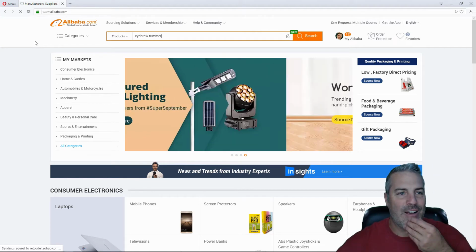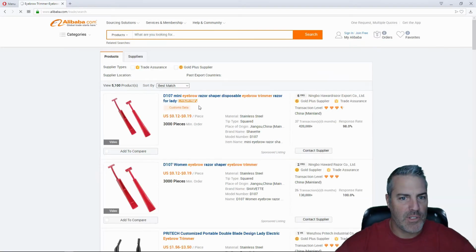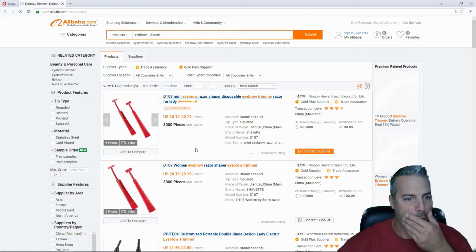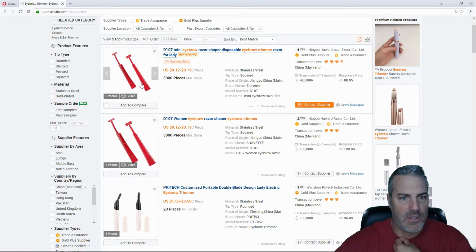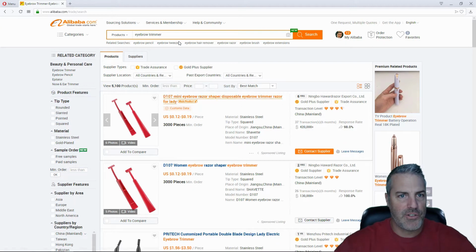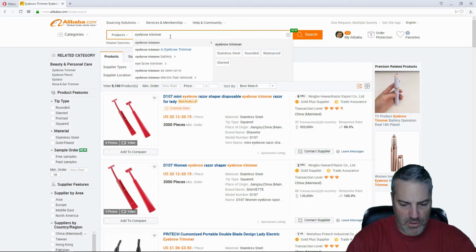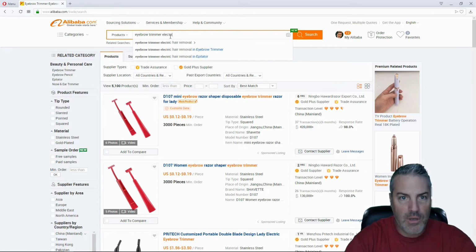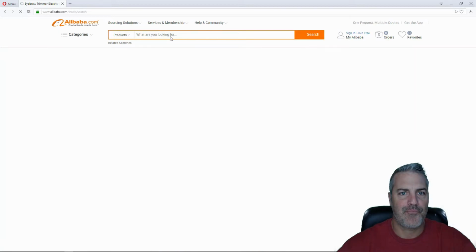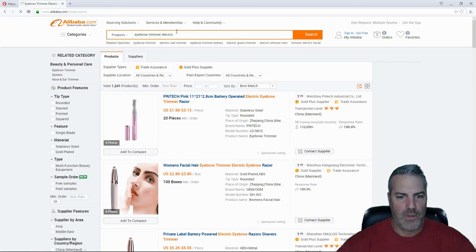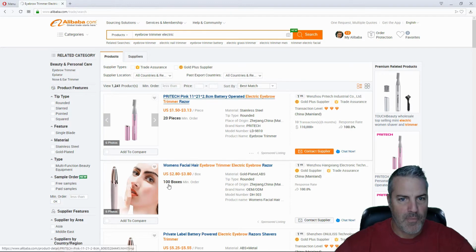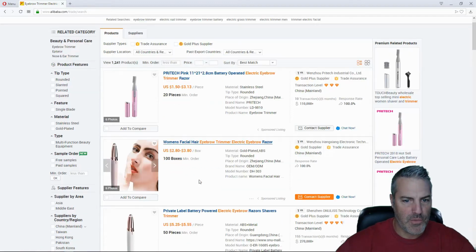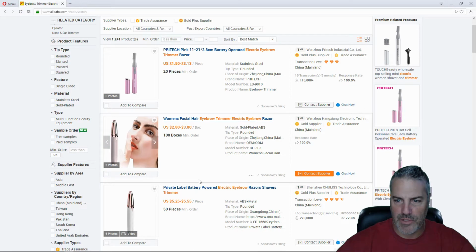Let's see what we turn up with there. It was more like this one, and this looks like razors, so I'm going to say electric. Okay, so here are some results.